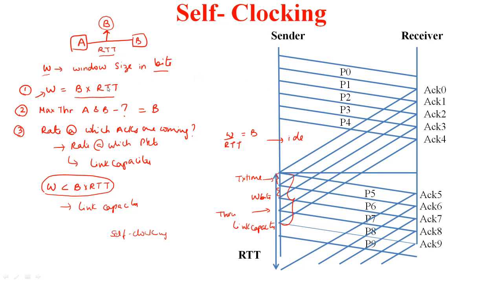This W matters in the sense that during this time, you don't want to stay idle. You still want to send packets. So this self-clocking, where the rate of arrival of ACKs convey information about the link capacity, is a very useful feature.